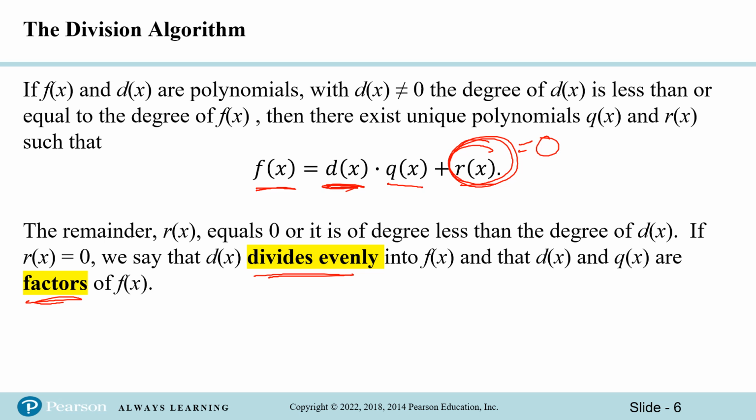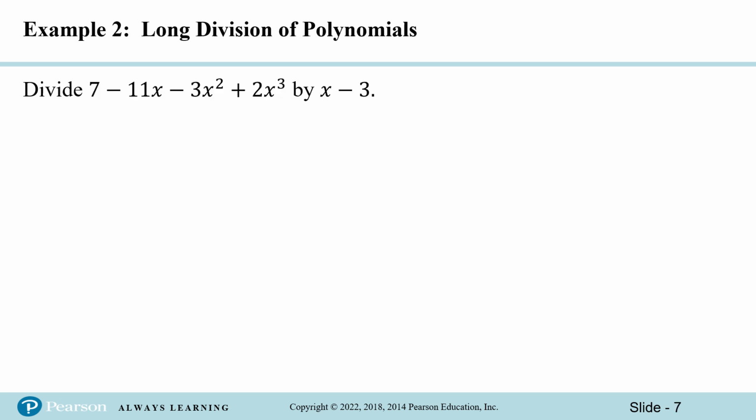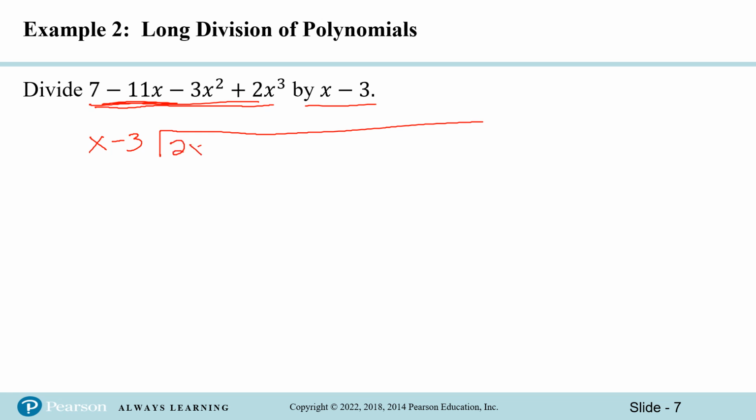Let's talk some math here. Let's do some examples. So we want to divide this polynomial by this one. Well, this polynomial right here is not in descending order. It does have to be written in descending order, and they want us to use long division on this. So I'm going to put my 2x cubed first, minus 3x squared, minus 11x plus 7.